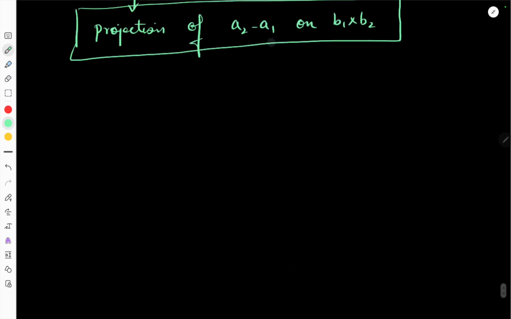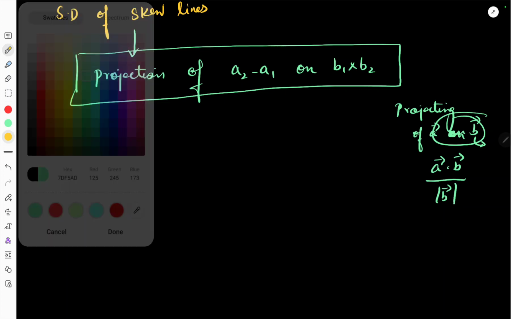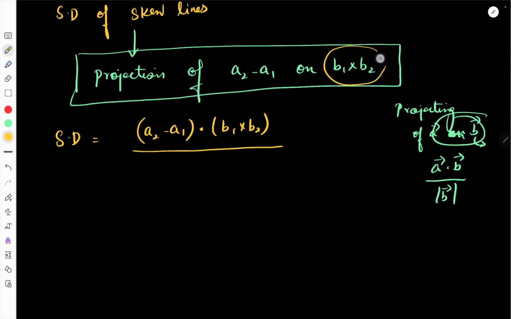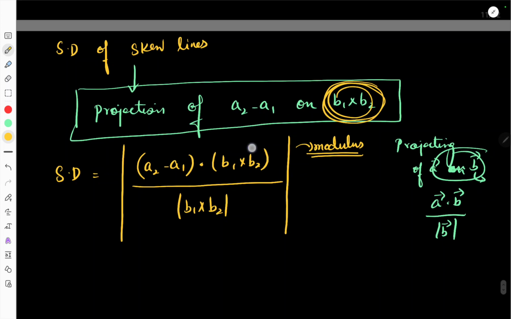Okay, so the projection of a vector on b vector means we take the dot product of these, and then take the magnitude of the b vector we are projecting on. So this is the projection of a vector on b vector. And for the shortest distance for skew lines, it will be equal to the projection of a2 minus a1 on b1 cross b2, which means I have to take the dot product of these, and then divide by the magnitude of the vector we are projecting on, which is b1 cross b2. Since distance cannot be negative, I have to put the modulus. So this is the formula for the shortest distance of two skew lines.